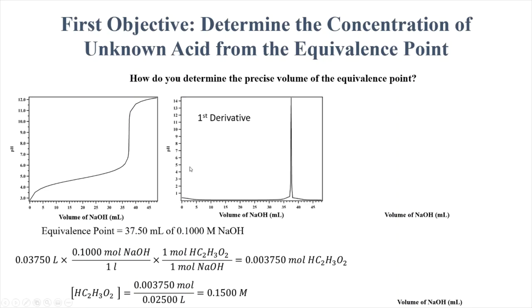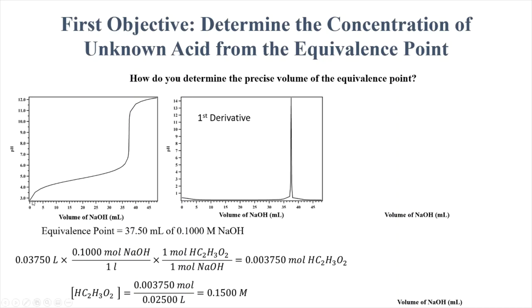Now, luckily, you guys don't have to do any calculus yourself. The software that we use to collect this data is called Vernier, and the Vernier software has a feature where it can calculate the first and second derivatives. So what is a derivative? A derivative is a measurement of the instantaneous rate of change. We talked about this when we talked about reaction rates, average versus instantaneous rates of change.